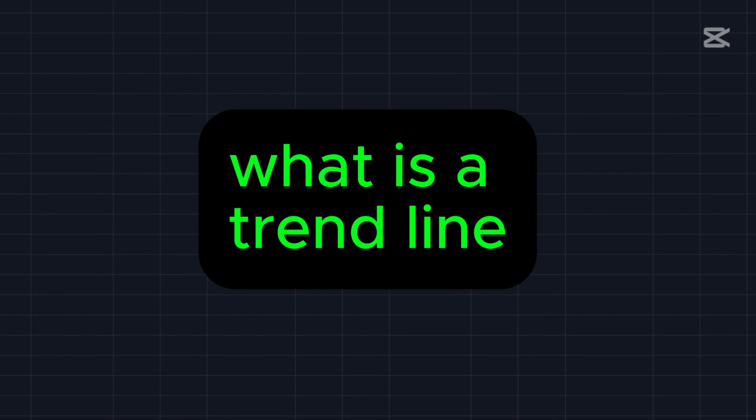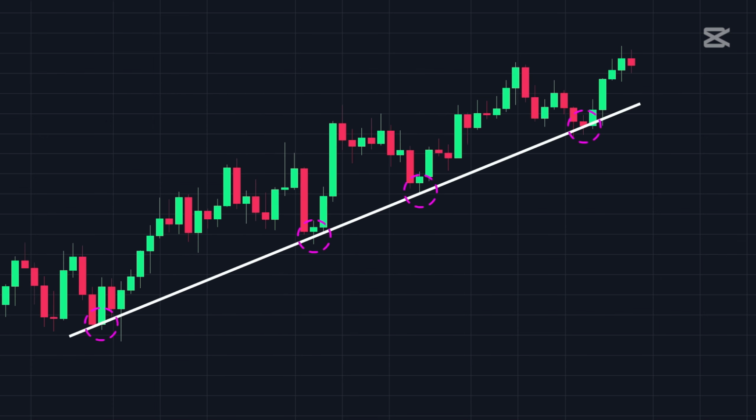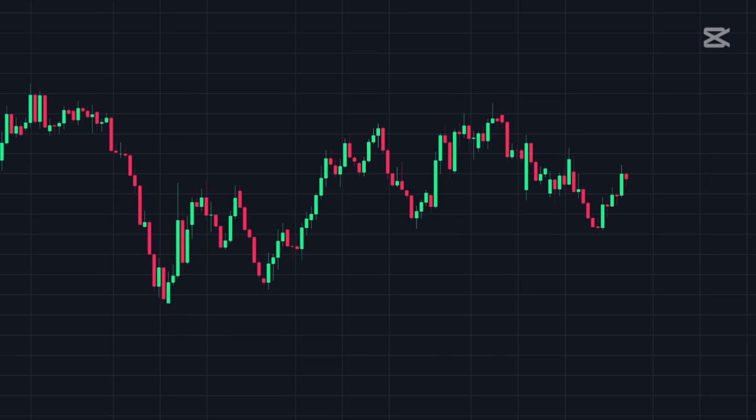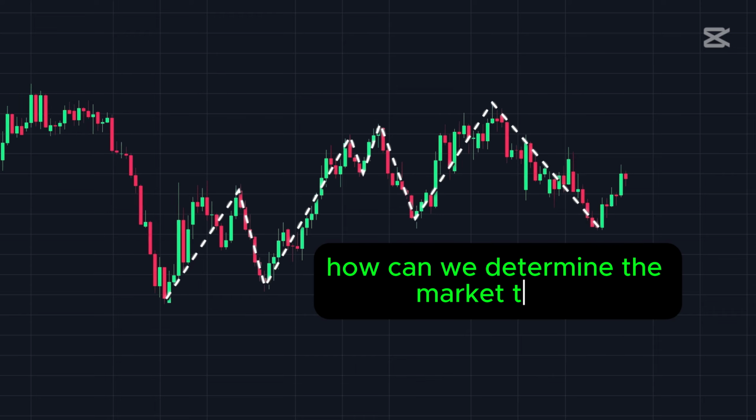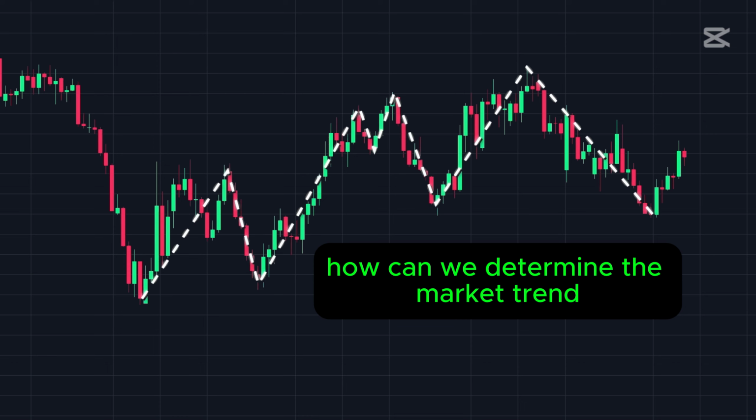First, what is a trend line? A trend line is a straight line drawn on a chart to connect two or more price pivot points. Let's look at an example. In this chart, we can see that the price is fluctuating, moving up and down constantly. So, with all these fluctuations, how can we determine the market trend? It's simple. We draw a trend line.